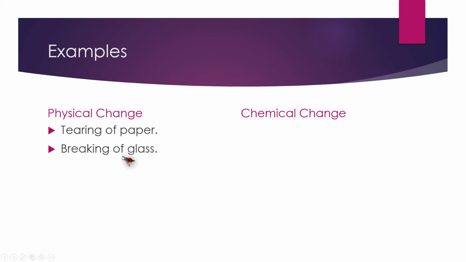Next is breaking of glass. It is just similar to tearing of paper. Turning of water into ice or steam. Water is made up of molecules H2O. Same molecules constitute ice and steam. That's why there is no chemical change taking place. Only the state of matter is changing.